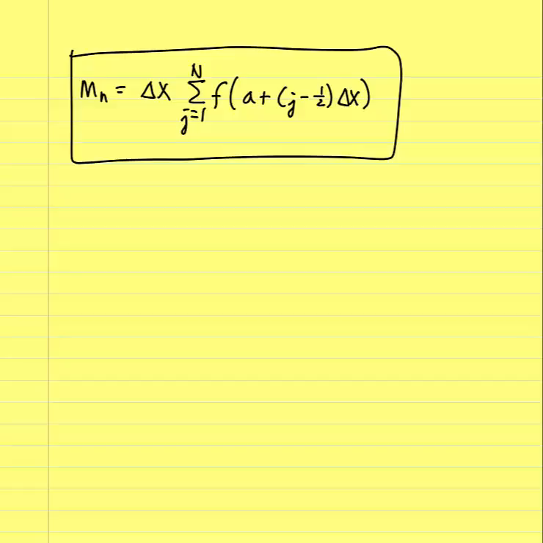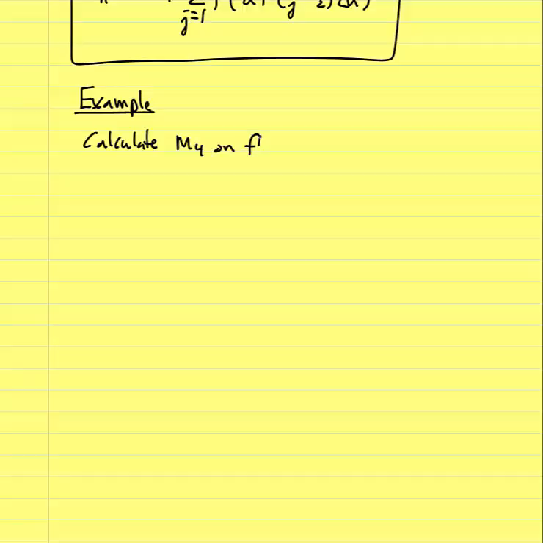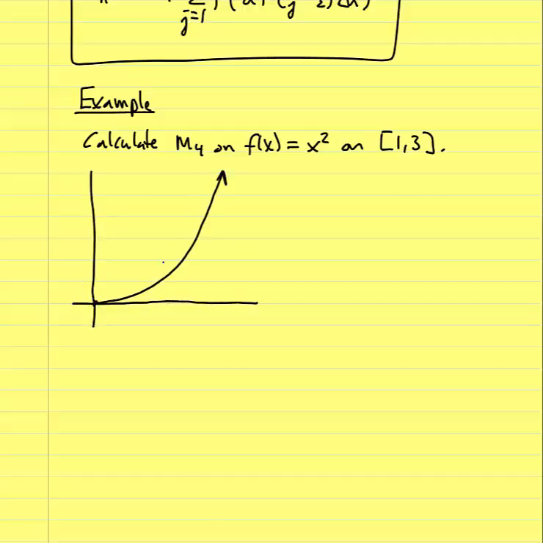So I bet you know what we're going to do next. We are going to look at the same problem we did last time, f of x equals x squared, but I'm going to use 4 midpoint rectangles this time. So for example, let's go ahead and calculate M4 on the interval, f of x equals x squared on the interval from 1 to 3. Okay? Nice parabola opening up. I'm going to make it pretty steep, so it's the same picture we've always had. 1 to 3. Halfway in between we know is a 2.